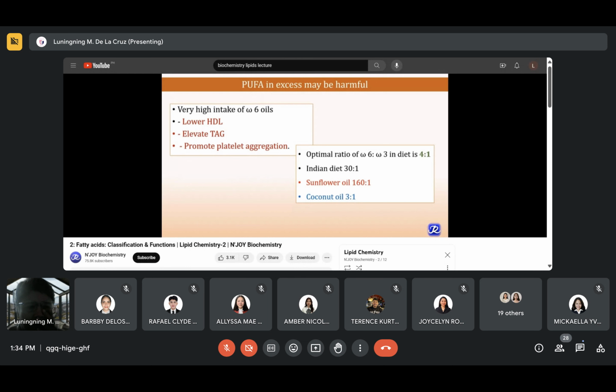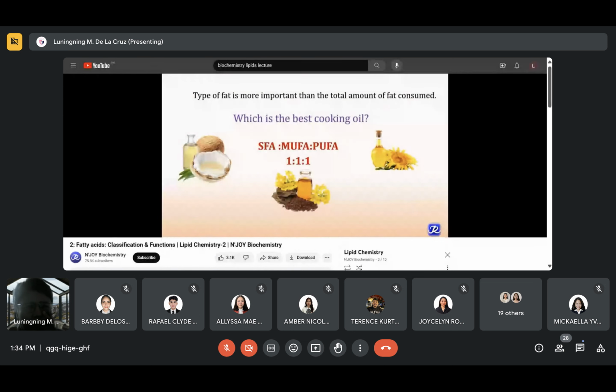So the coconut oil in this sense is better than sunflower oil. The type of fat is more important than the total amount of fat that is consumed. Which is the best cooking oil? As such, there is no best cooking oil. We should have equal proportion of all fatty acids, that is saturated fatty acids, monounsaturated fatty acids and polyunsaturated fatty acid in the ratio of 1:1:1.